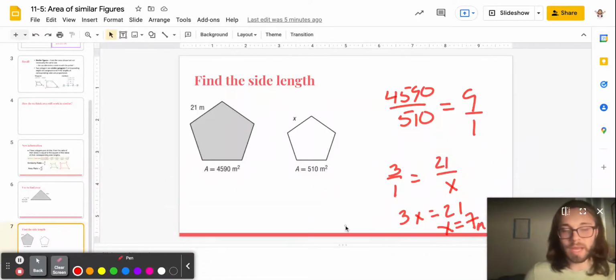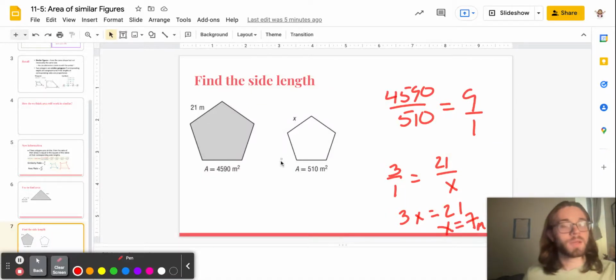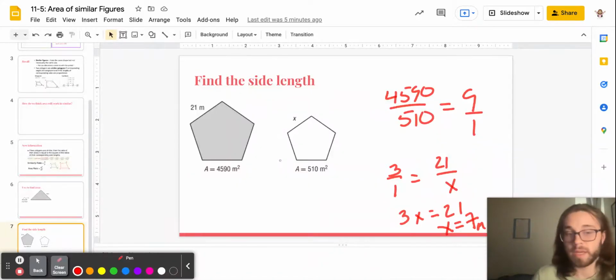All right. So that's how you can set it up going the other way. When you're given the sides, you would square the ratio. If you're given the areas and you have to find a side, you can take the square root of the ratio and then set up the proportion.